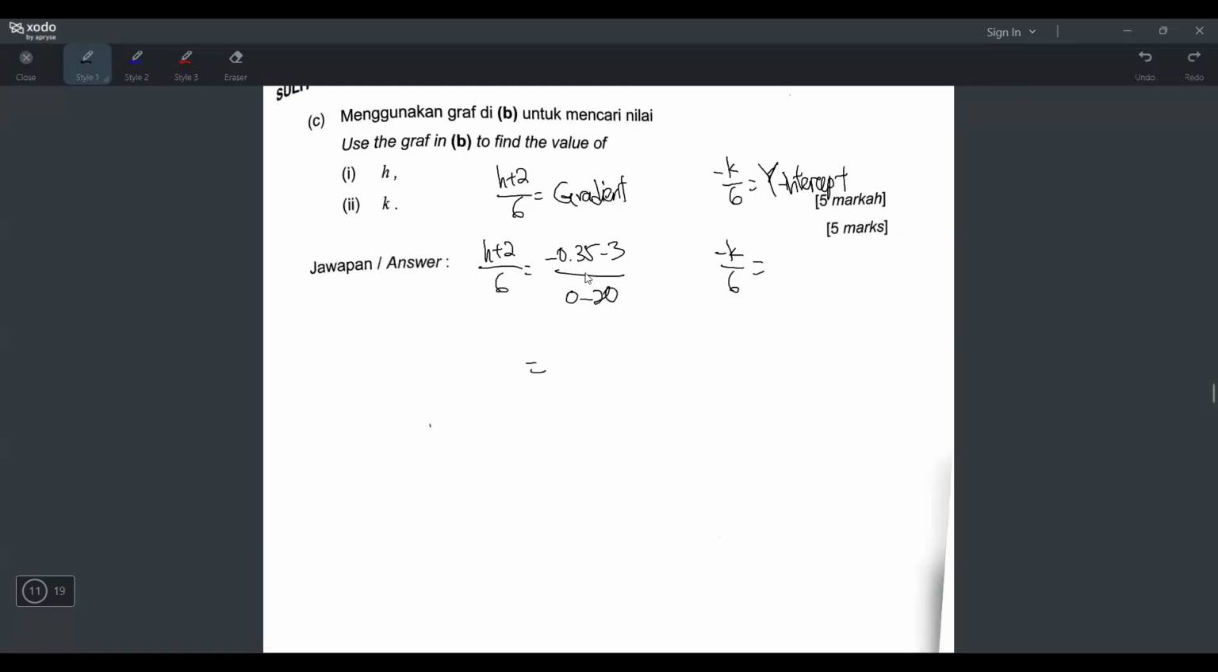Okay. All right, let's press this in my calculator. Negative 0.35 and then divide negative 20, right? Okay, my calculator gives me gradient is 0.0175. Okay, 0.0175. And then now I can find my, but this is h plus 2 over 6. So I need to find h, right? So I think I have to move it.